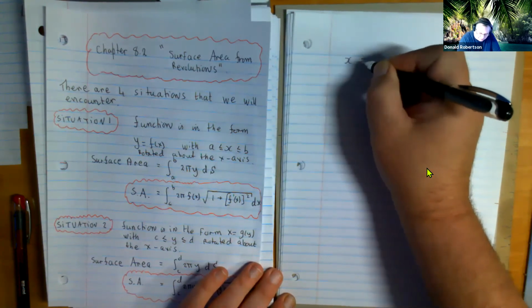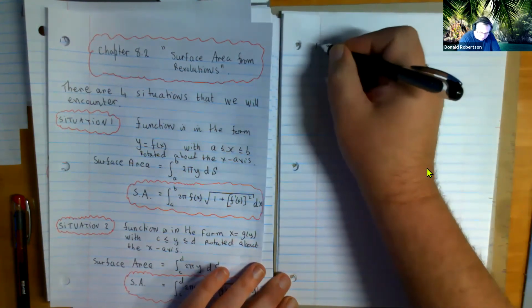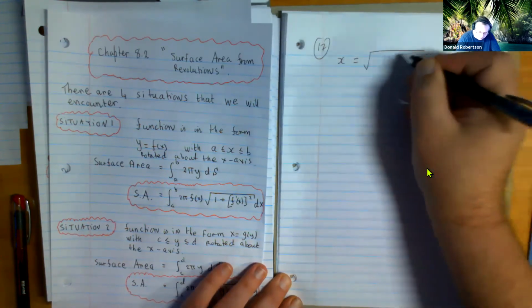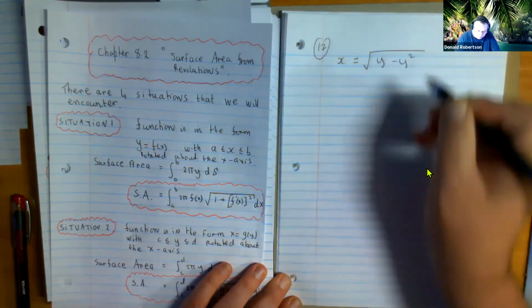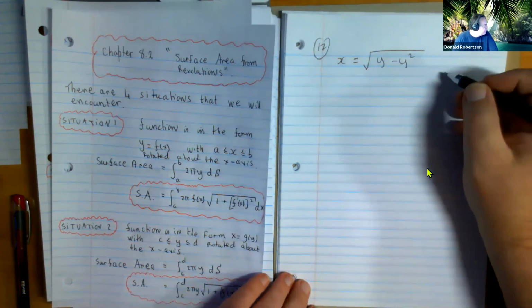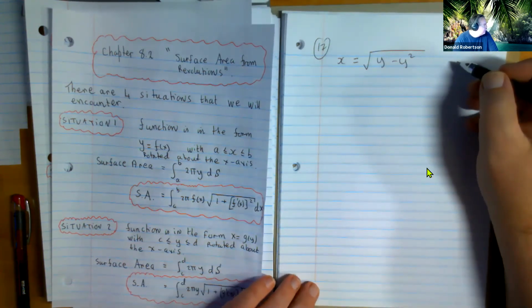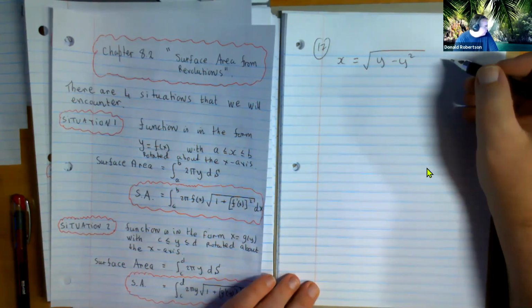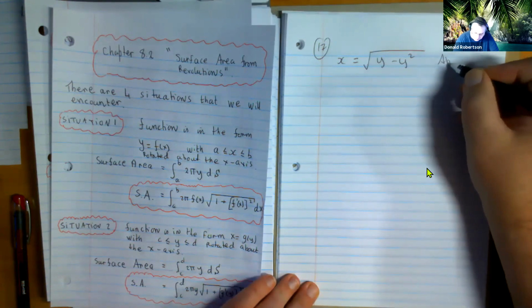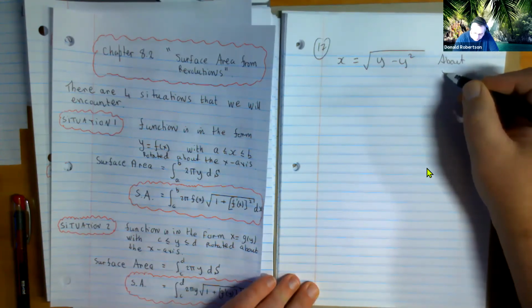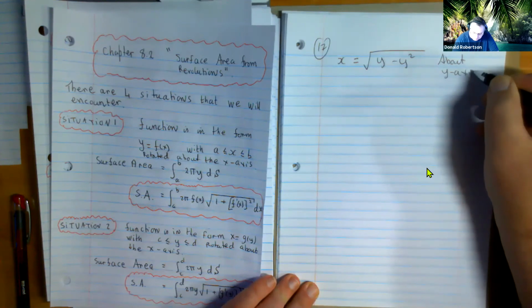We have x equals the square root of y, take away y squared. This is going to be my last one for today. Now this shape is going to be rotated. Well, it's going to be rotated amongst a number of things. So let's do the about the y-axis.